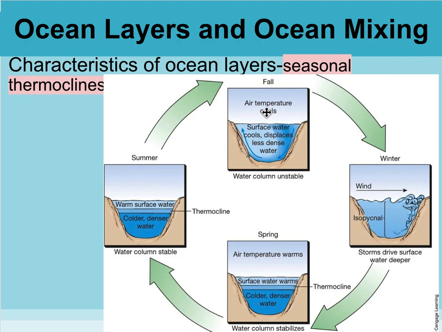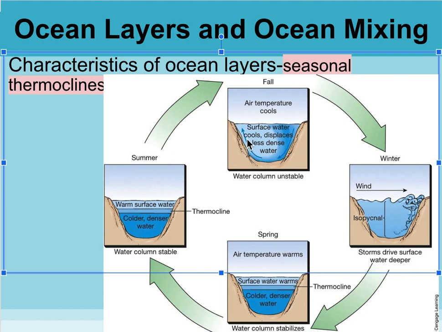Well, fall comes along, and let's say it's a really cold fall. So it actually cools off the surface water. So it's actually colder than the water down below. Because it is colder, it will actually dive down, and that's where this darker blue water is. It starts to dive down underneath the warmer water below, and it causes the warmer water to come up and start to have this mixing called an isopycnal. And so that is where in the winter it is usually more like the same temperature throughout.